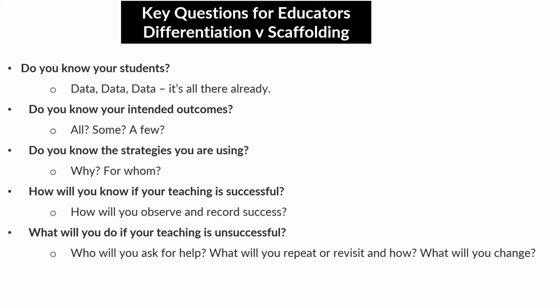Do you know your intended outcomes? Which students are you targeting? Is it all of them, some of them, a few of them, one of them? Do you understand which strategies you're using and why and for who? How will you know if your teaching is successful? How will you observe and record success? And what will you do if your teaching is unsuccessful? Who can you ask for help? What will you repeat, revisit, and how? And what will you change?